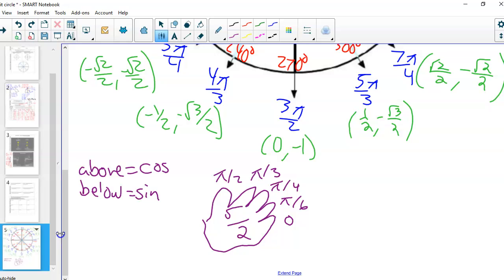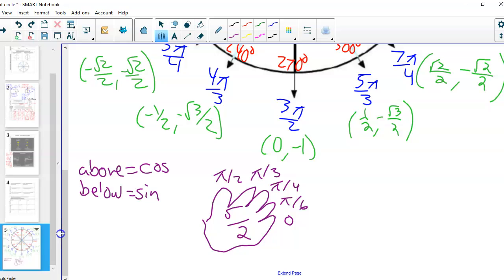For your index finger, how many fingers are above? 1. So if you put 1 in here, you get 1/2. So the cosine of pi over 3 is 1/2. How many fingers are below? 3. So if you put 3 in here, the sine of pi over 3 is root 3 over 2.